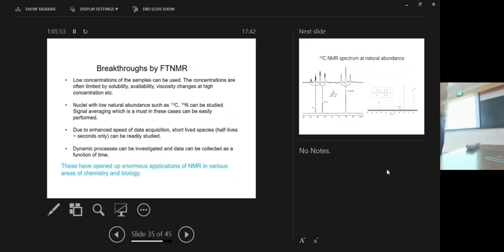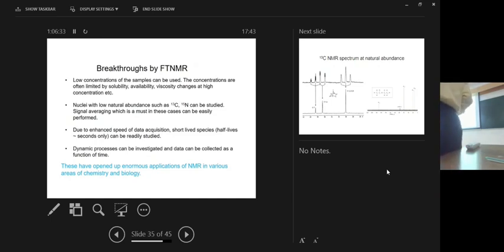Okay, so breakthroughs by FT NMR. First is time gain and sensitivity, therefore low concentrations of the samples can be used. The concentrations are often limited by solubility, availability, viscosity changes at high temperature, etc. Nuclei with a low natural abundance such as carbon-13 and nitrogen-15 can be studied. Signal averaging, which is a must in these cases, can be easily performed. Why? What it means here is that you keep adding your signals. Signal averaging means you keep adding your signals, and you do the Fourier transform once at the end. In the previous experiment, 500 scans were added, and the Fourier transform was done at the end.